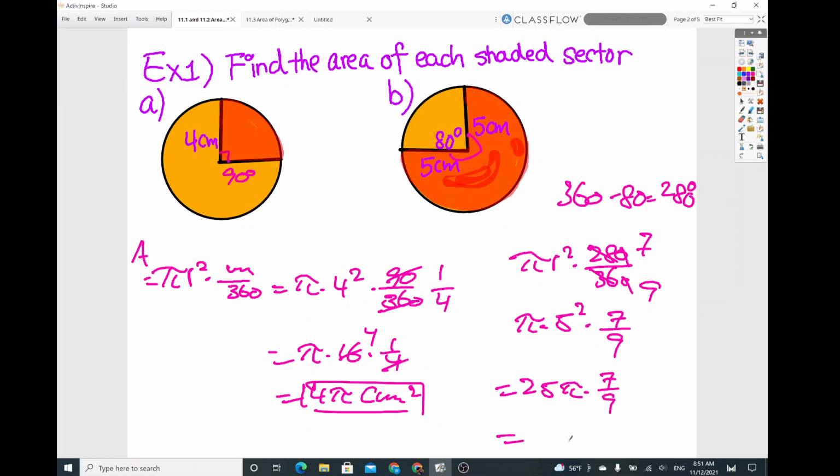Nothing more we can reduce, so just multiply straight across. 25 times 7 is 175 pi over 9. And the unit for this one, again, is square centimeters. Okay, now let's see what else we have.